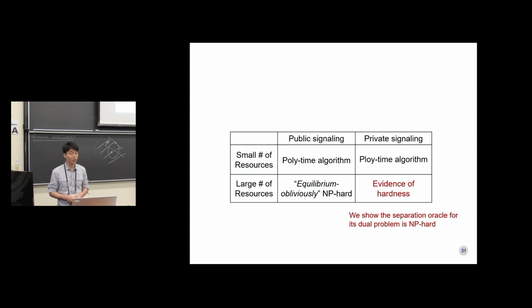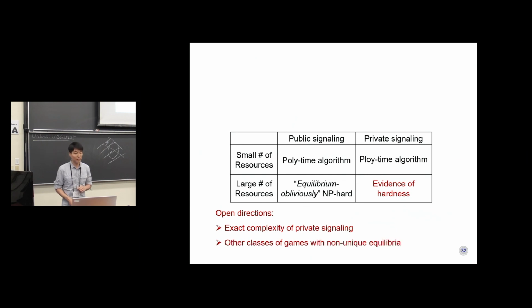Finally, I just want to briefly mention a very interesting open problem, which is the complexity of private signaling. In this paper, we show that the separation oracle for the dual problem of this one is NP hard, but we don't know exactly what the complexity of the original problem is. And with that, I will conclude, and thank you, everyone.